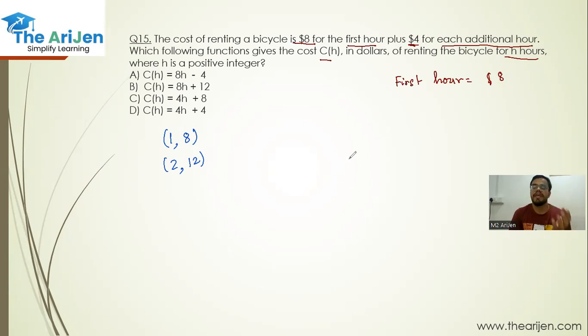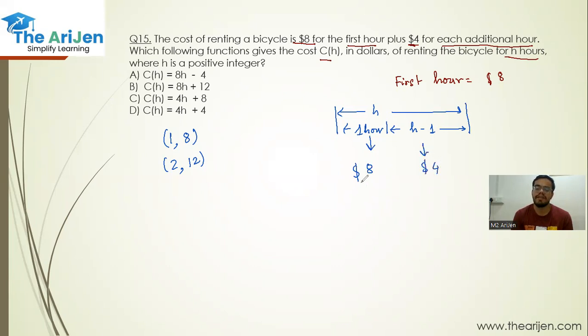Now, if we think of how we can derive or directly reach the solution, let us see. If there are total h hours, we have to break this into the first hour, and the next all would be h minus 1 hours. If 1 hour is gone, it is h minus 1, where h is the total number of hours. For the first hour, the cost is $8. For each next hour, the cost is $4. So the total cost is 1 into 8 plus 4 into h minus 1. So it is 8 plus 4h minus 4, which gives us 4h plus 4. So option B, that's correct.